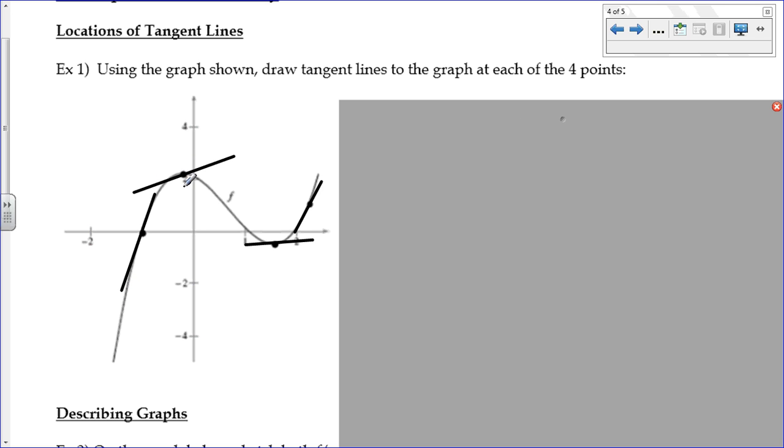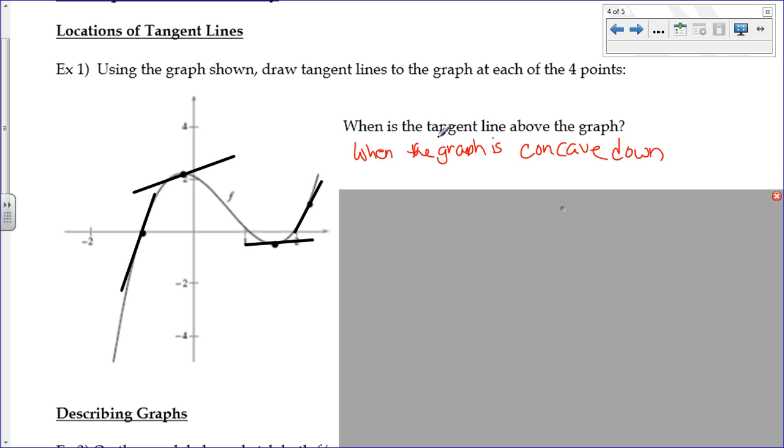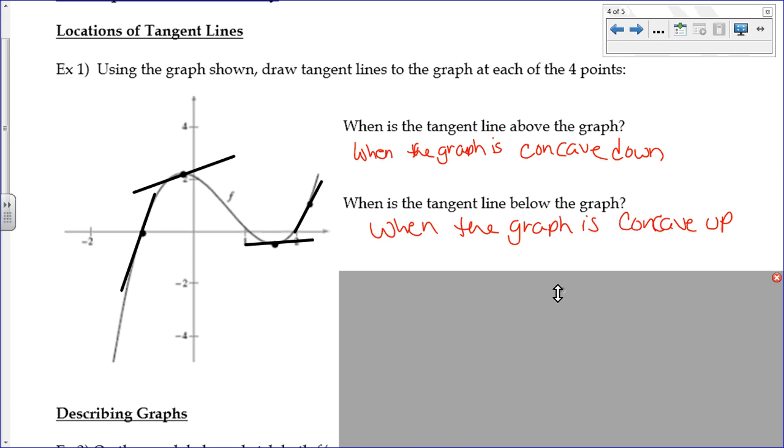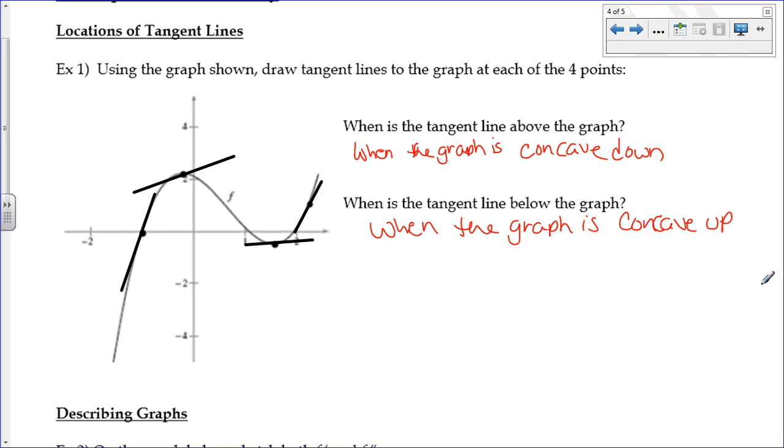So what's the difference between these 2 points versus those 2 points? Well, we're talking about concavity, so hint, hint, it's got something to do with concavity. The tangent line is above the graph when the graph was concave down, and the tangent line is below the graph when the graph is concave up. Now, why does it happen that way?